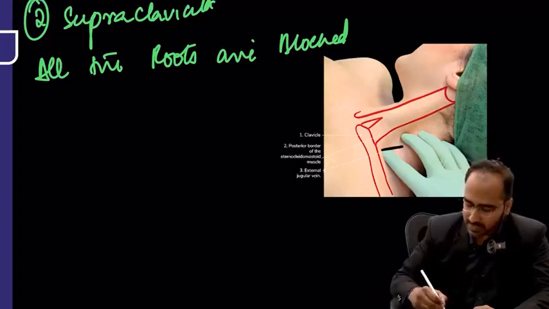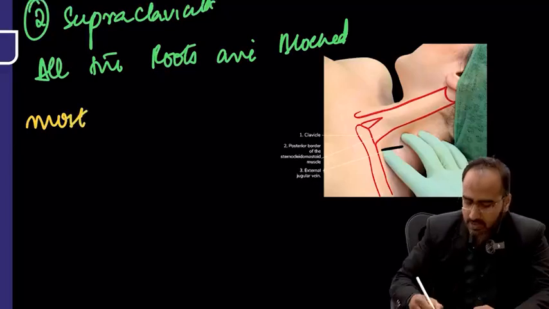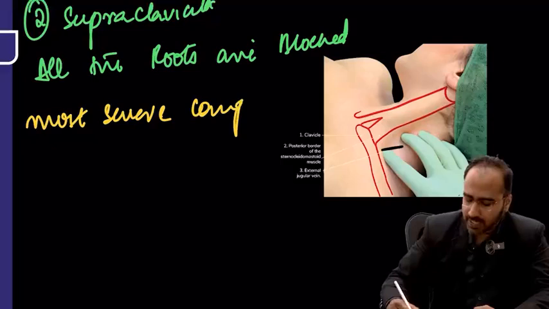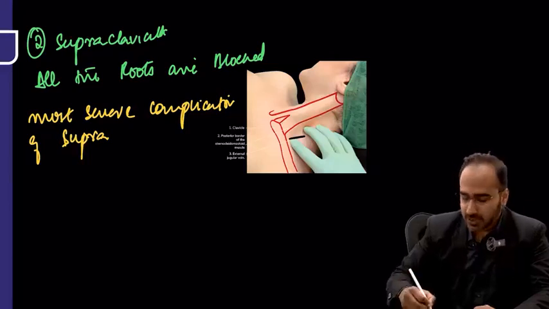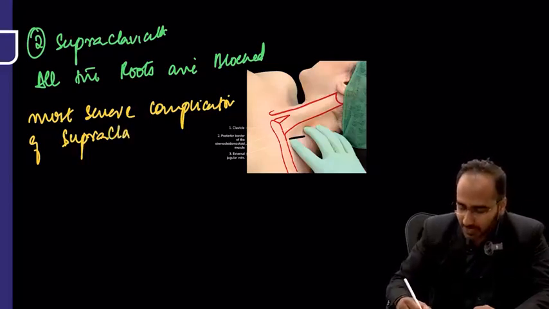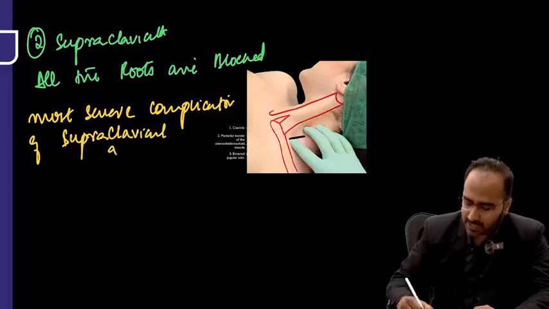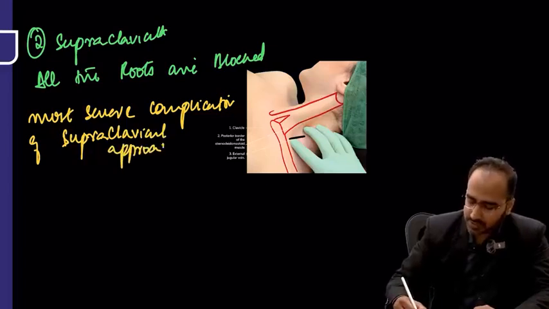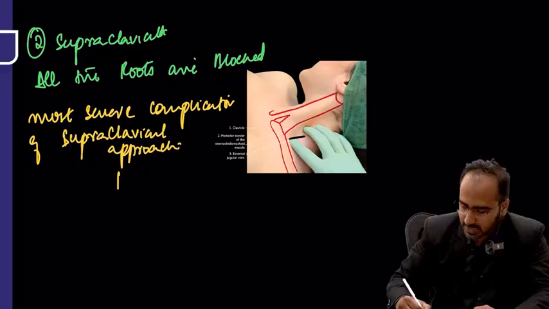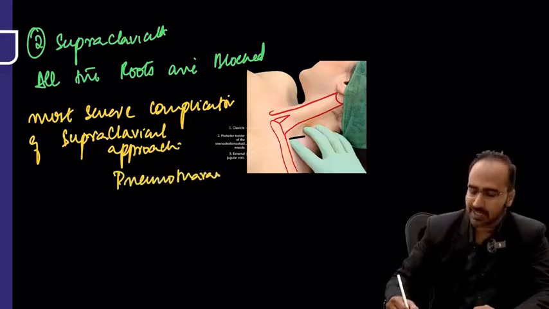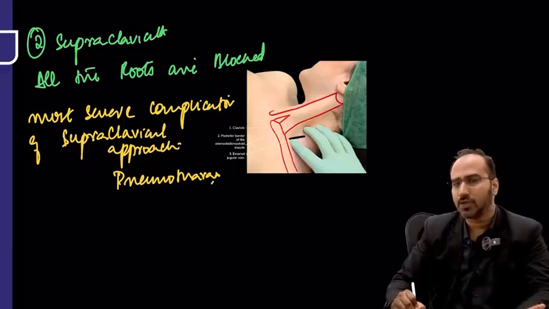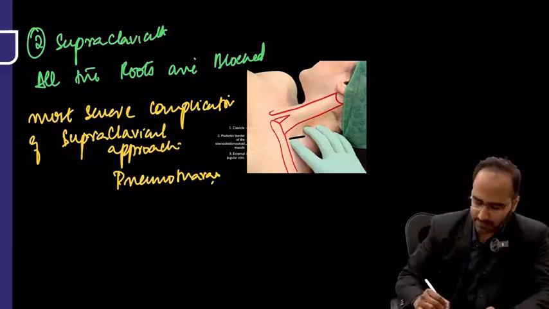So remember, guys, the most severe complication of the supraclavicular approach is pneumothorax. Pneumothorax. Okay? Interscalene approach we have done, and supraclavicular we have done.